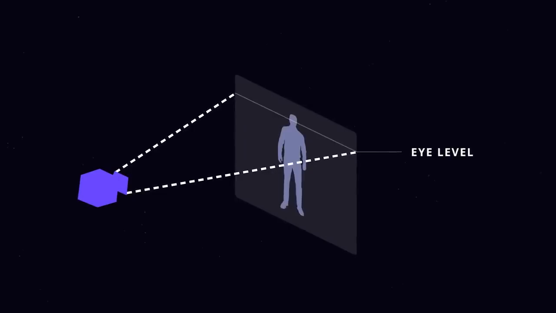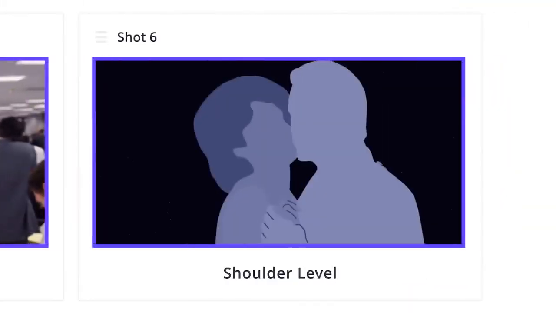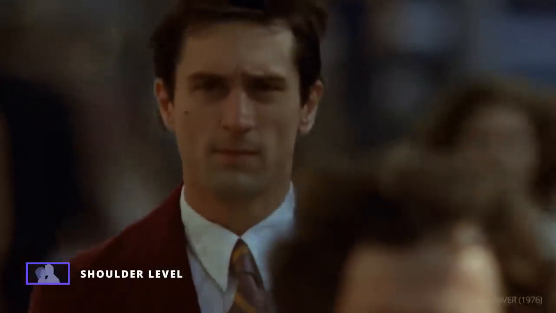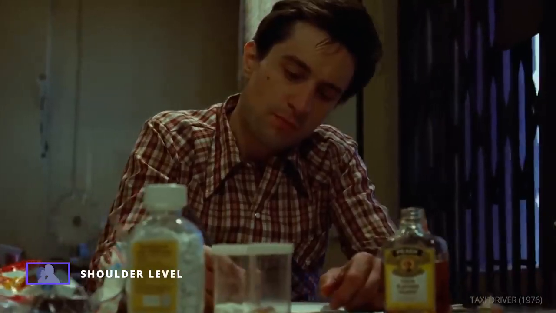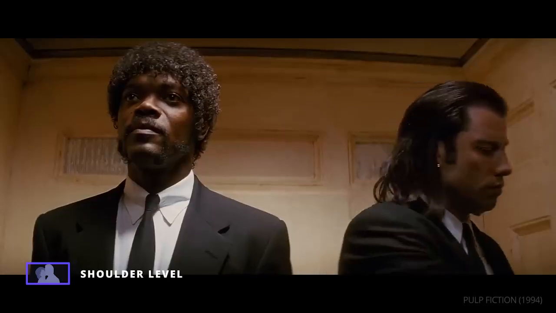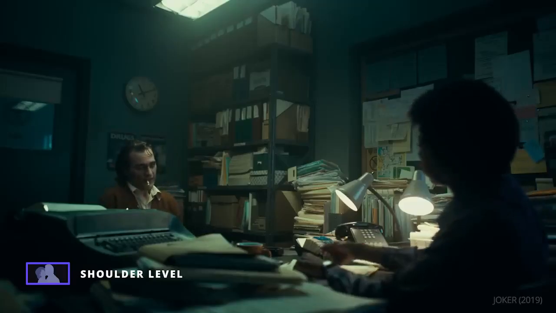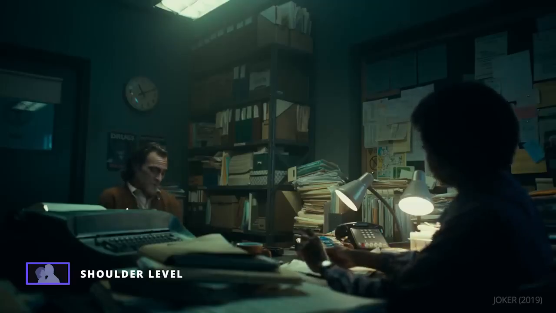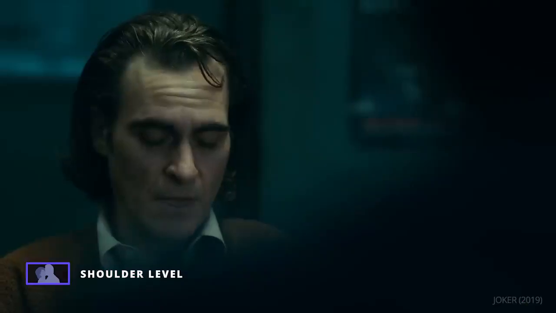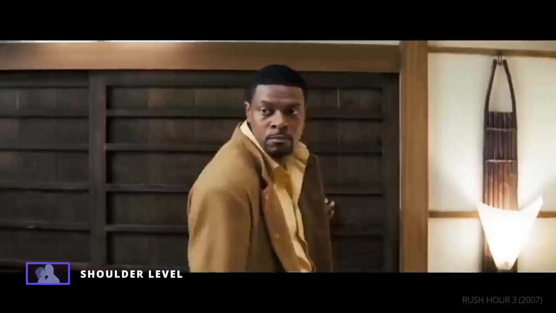Now, if we drop just a little below the eyes, we land at our next camera height. The shoulder level shot. If eye level is the most common and neutral shot height, then shoulder level is the runner-up. The lower position gives the illusion of a slightly low-angle shot without its heavier connotations. Shoulder level shots are often used during conversations and frequently become an over-the-shoulder shot, or OTS. They can also emphasize a height difference, which translates visually to a power difference.